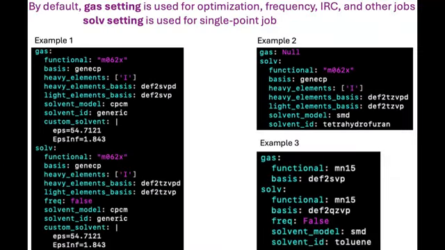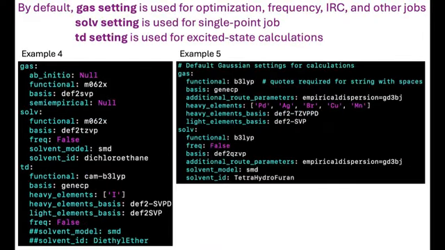For Gaussian and ORCA project YAML settings, by default, the gas setting is used for optimization, frequency, IRC, and other jobs, and the solv setting is used for single-point calculation. Users can also customize the setup. For example, run optimizations with a solvent model, define a custom solvent, or perform all calculations in the gas phase.